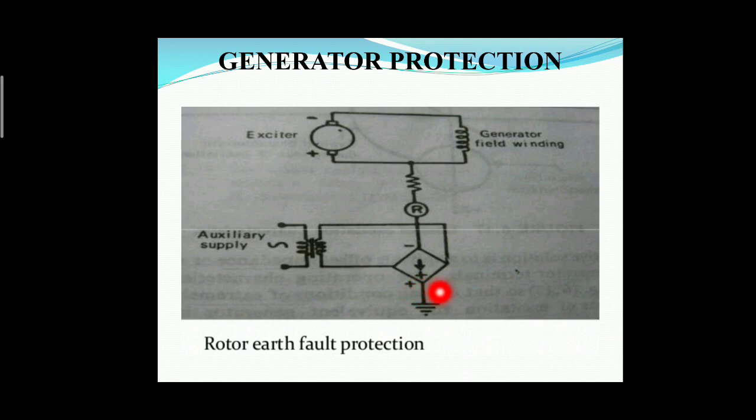When the earth fault occurs, the fault current will complete the circuit path, and the fault is sensed by the relay. This is the rotor earth fault protection.